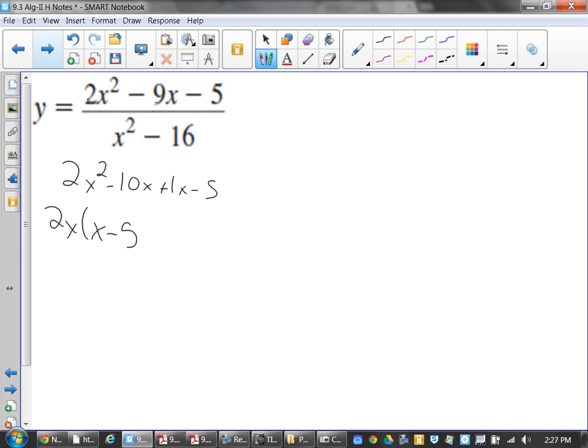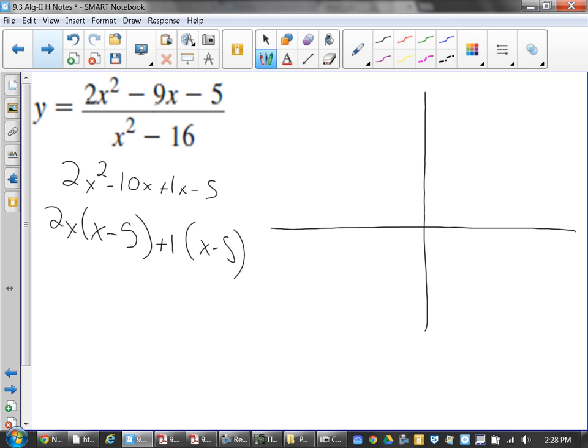So you wind up with those sets of terms, which means you wind up with zeros at 5 and negative 1/2. Very good. So starting our graph, I know I have an x-intercept at 5, and I know I have an x-intercept at negative 1/2. We okay with that?